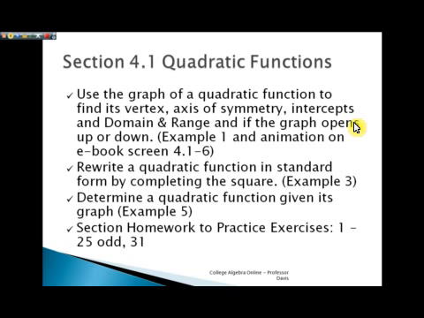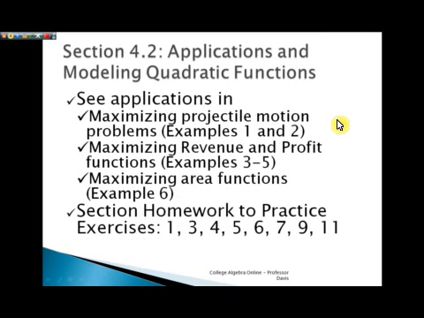So in section 4.1, we want to do practice exercises 1 through 25 odd, and then 31. Those start on page 167 of your summary notebook, if you have that. For the ebook, that starts on ebook screen 4.1-22. Now in section 4.2, we move to the applications of quadratic functions.